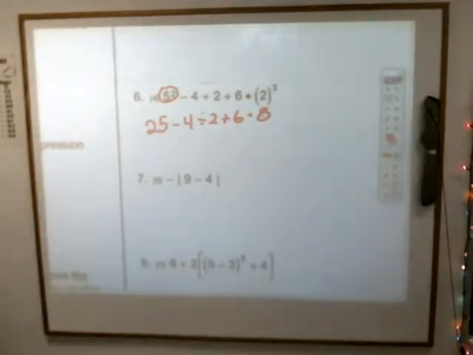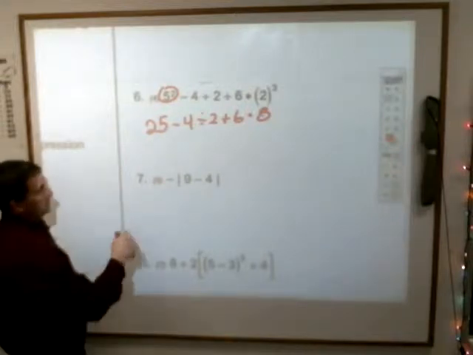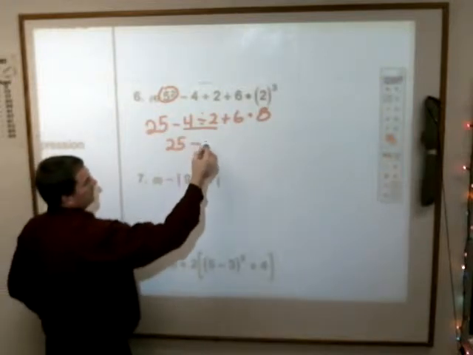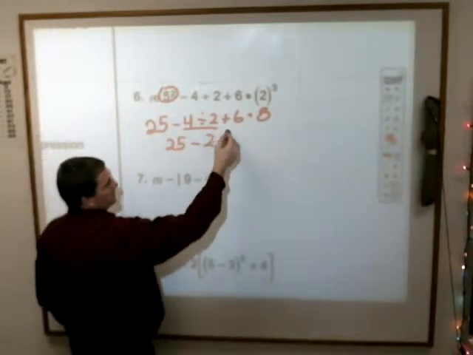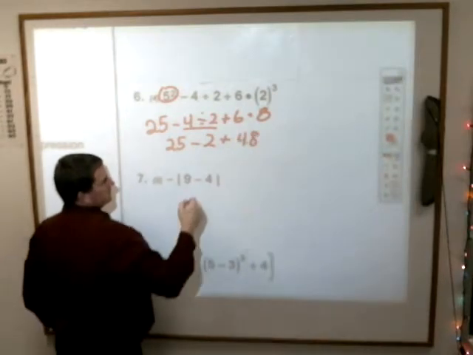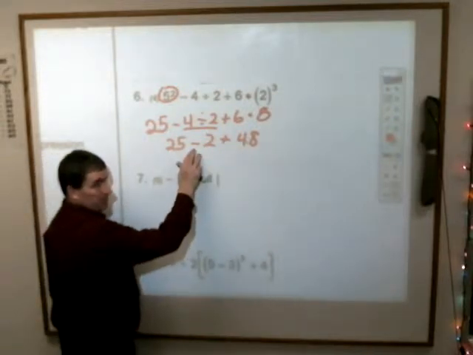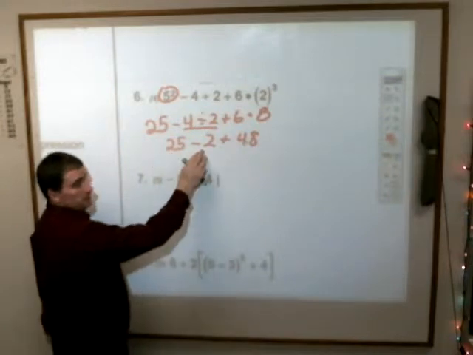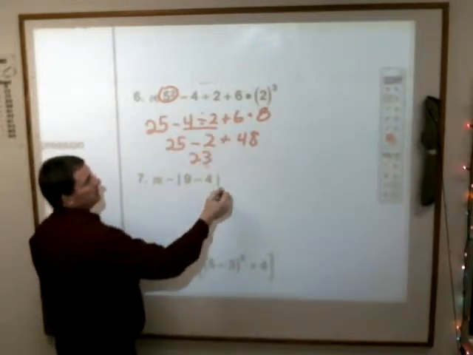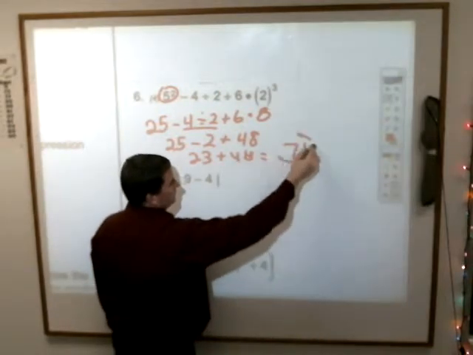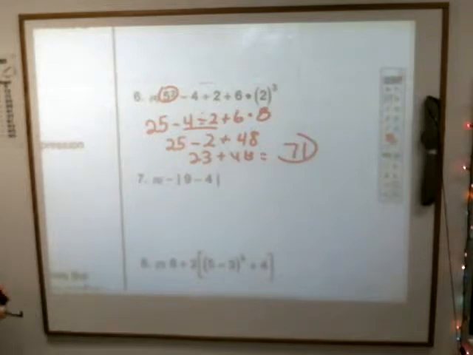And then the next step is multiplication and division from left to right. In this case, it would be divide because this is the first one you come to. So now you have 25 minus 4 divided by 2 is 2, plus 6 times 8 is 48. Then add and subtract from left to right. I can't add this together and subtract it from 25. I have to go 25 minus 2, which is 23, and then 23 plus 48, which is 71. Where did we go astray?